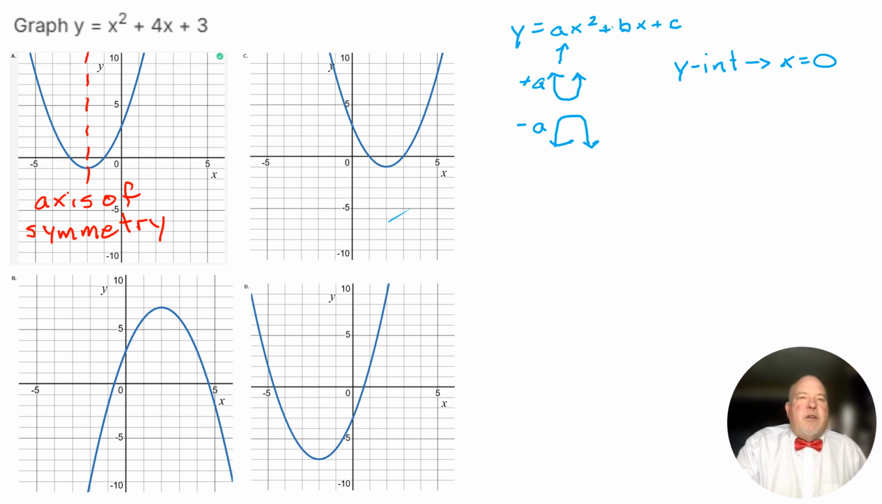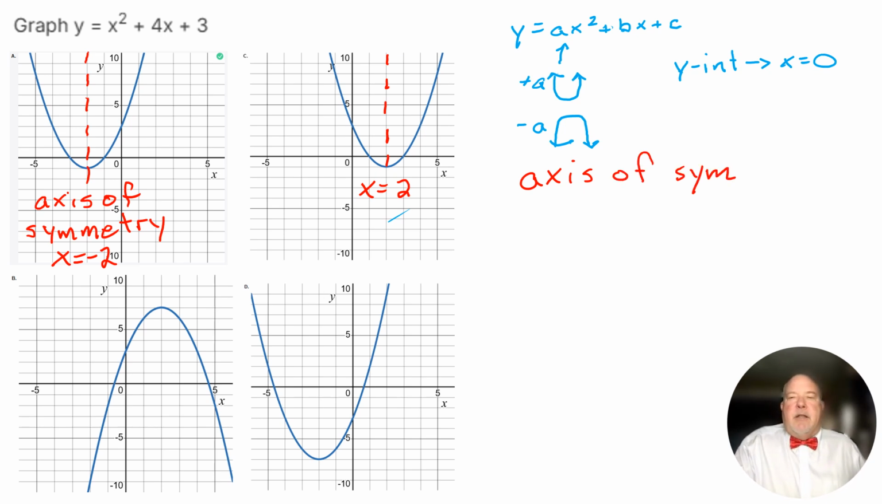That's the axis of symmetry, and that's the x value that it crosses through. So this one has an axis of symmetry of x equals -2, whereas the one over here has an axis of symmetry of +2. So that's a good differentiator. We can find out what the axis of symmetry is, and that'll tell us which of these answers is correct. Here I'm going to cheat and just write SYM.